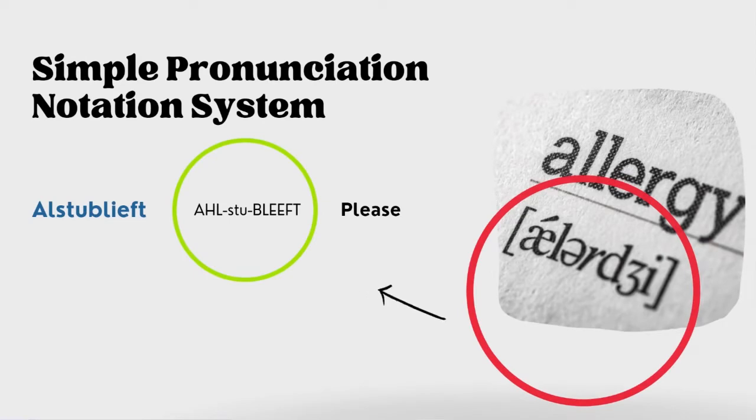And that is because this is the simple pronunciation notation system. So on the right hand side in this picture you see the official phonetic system, and that's a very difficult system, so we don't use that in this course. What we use in the course is what you see with a green circle around it.